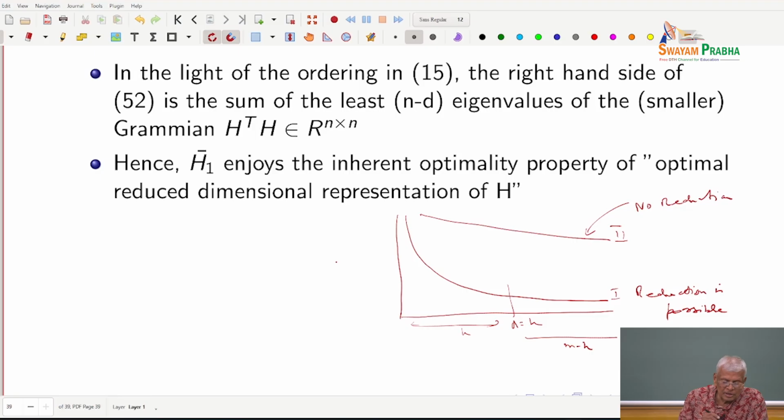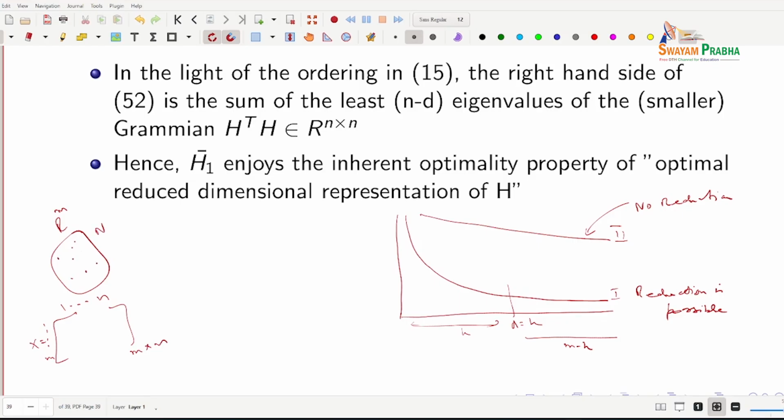Another way of looking at it is like this. There is a space R^m. If I have a matrix M by N, so this is the matrix X, which is the M by N matrix. This can be considered as N points in the M dimensional space. I am going to map again to the D dimensional space, and D is less than M. Again there are N points.